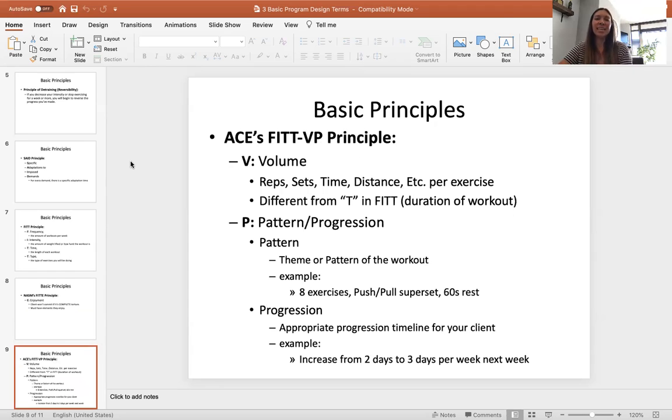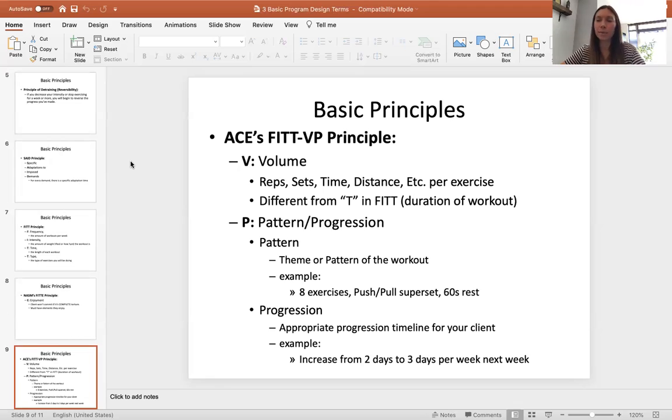All right, ACE's FIT principle also has the VP attached to the end of it. So volume and pattern and progression. For volume, it's reps, sets, time, distance, etc. per exercise. It's a little bit different from the type of exercise or the duration of the workout. We're actually looking now at specific reps, sets, time, distance. Those are the types of things.